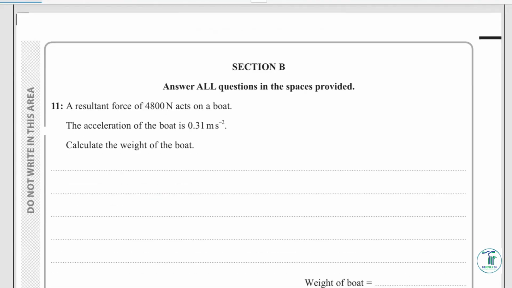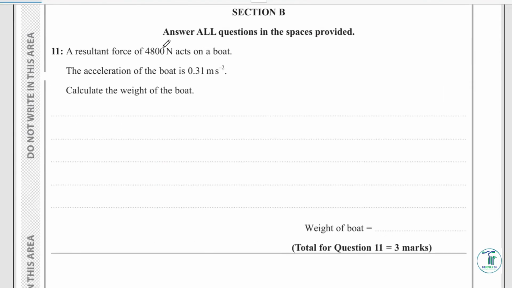We've got this question number 11. A resultant force of 4,800 Newton acts on a boat. The acceleration of the boat is 0.31. We need to calculate the weight. So this question is quite easy.